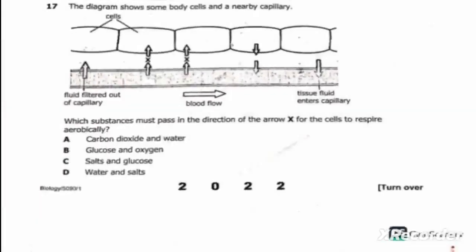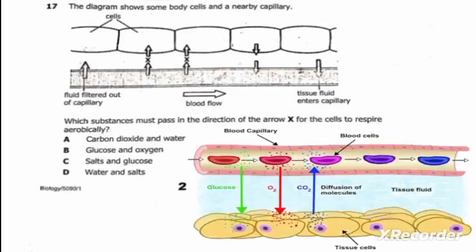We shift to the next question, which is question 17. The question reads, the diagram shows some blood cells and a nearby capillary. Which substances must pass in the direction of the arrow X for the cells to respire aerobically? A. Carbon dioxide and water. B. Glucose and oxygen. C. Oxygen and glucose. D. Water and salt.